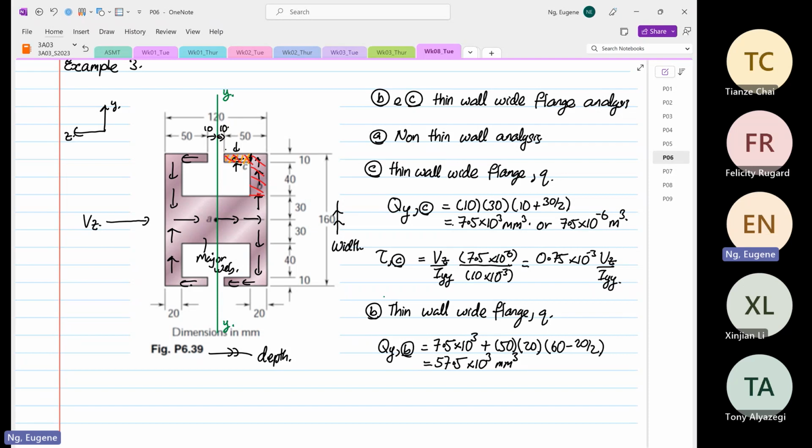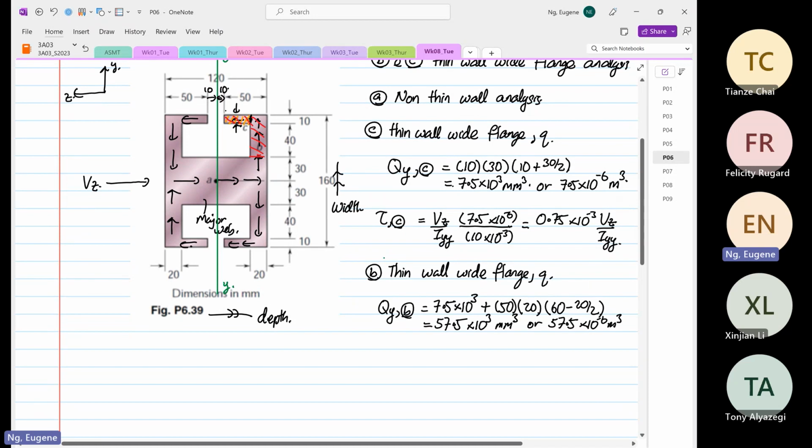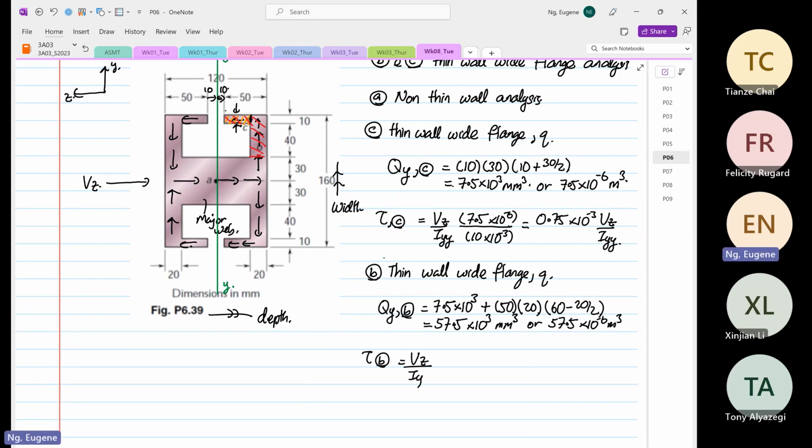Cube. Okay, let me do it again. 60 minus 10 times 20 times 50 plus 7.5 to the power 3, that gives 37.5 times 10 to the power minus 6 meter cube. Okay, so the shear stress at our point B is equal to Vz over Iyy multiplied by 57.5 times 10 to the power minus 6.